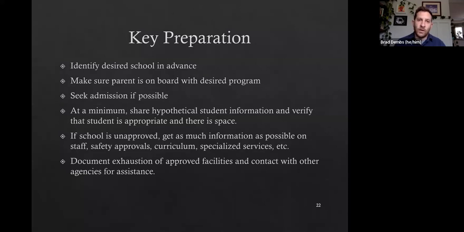There's also a website through ISB where you can search for ISB approval and see what programs are or aren't approved by the state. And then you also want to make sure that you're documenting your search for approved facilities and essentially exhausted those options and found that none are available if you're going for a non-ISB approved placement.